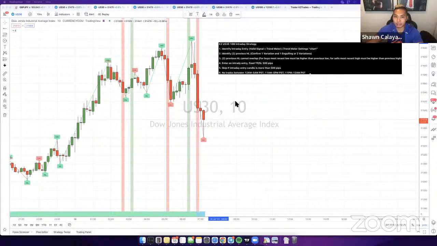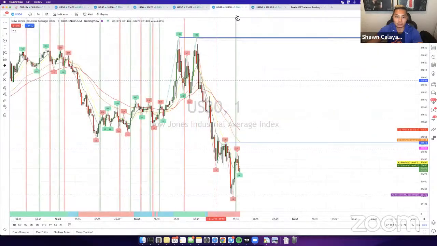So, you know, fewer trades is sometimes better if you can identify which ones to avoid. So that's why I have the time restrictions.